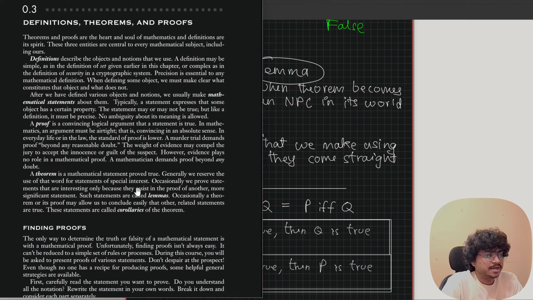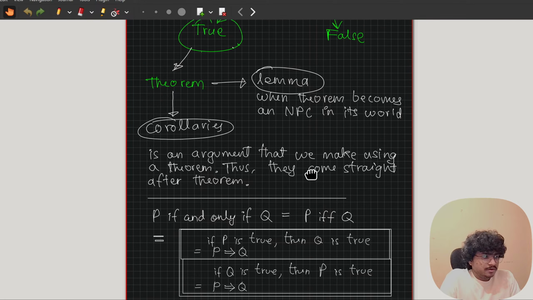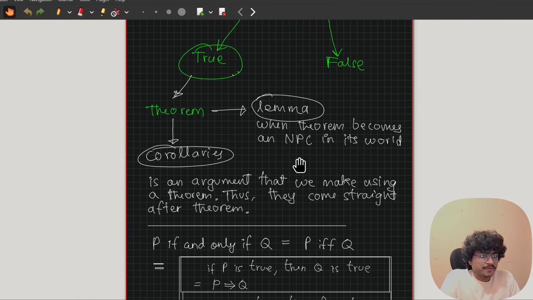A theorem is a mathematical statement proved true. Generally, we reserve the use of that word for statements of special interest. Occasionally, we prove statements that are interesting only because they assist in the proof of another more significant statement. Such statements are called lemmas. So, when I say a lemma is when a theorem becomes an NPC in its world, I just mean that I'm using this particular theorem to prove a more significant statement.